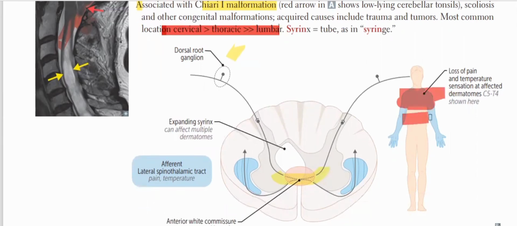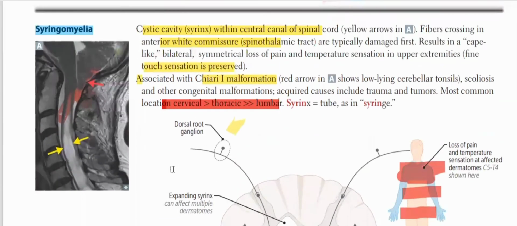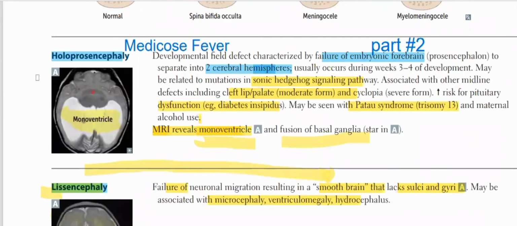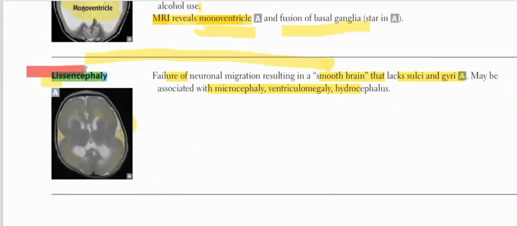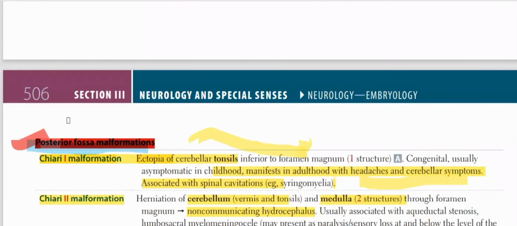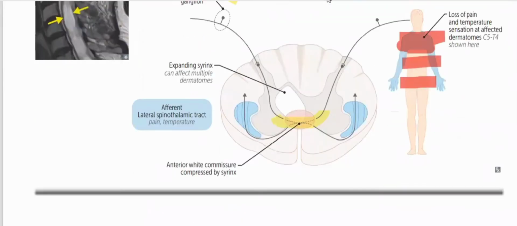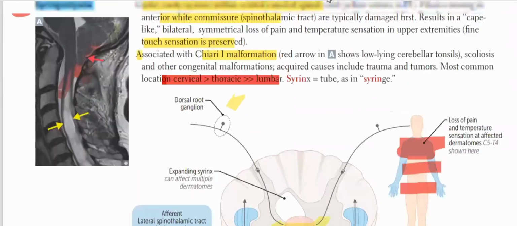Then the other is the thoracic area, and it is less common in the lumbar region. That is all we discussed about syringomyelia. In this lecture we have discussed Holoprosencephaly, then Lissencephaly, then the posterior fossa malformations, and we have discussed syringomyelia. Thank you so much, we have discussed all the clinicals, and thanks a lot.